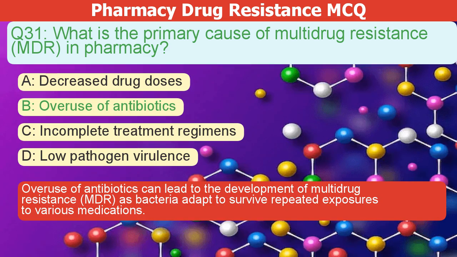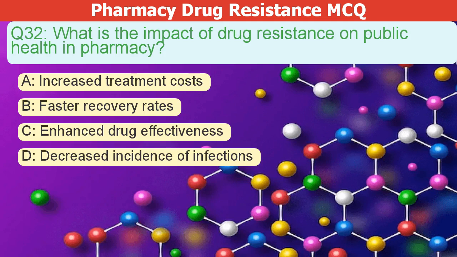The correct answer is B. Overuse of antibiotics can lead to the development of multidrug resistance, or MDR, as bacteria adapt to survive repeated exposures to various medications. What is the impact of drug resistance on public health in pharmacy?